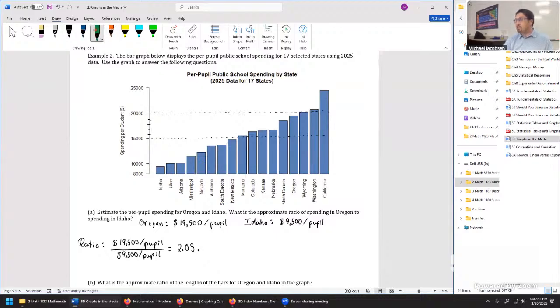So what that tells us is, let's add this as an extra comment. Spending in Oregon per pupil is about 2.05 times the spending in Idaho. So again, that's not a pretty picture for Idaho, but that's what the information this graph is displaying. Any questions about that so far?